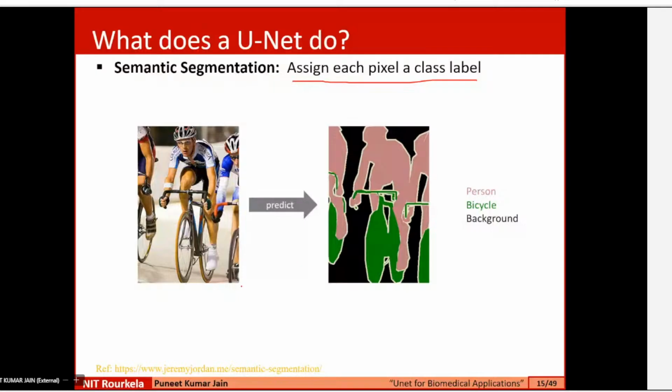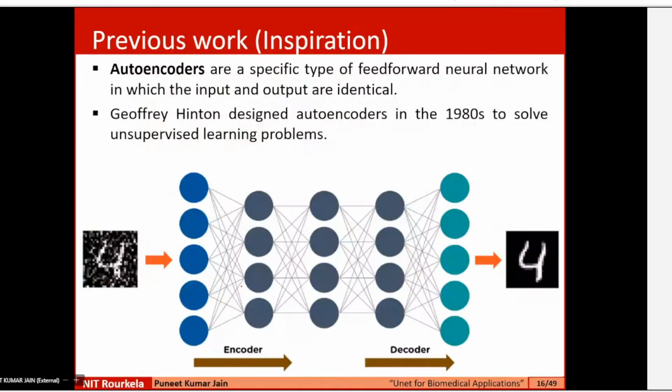Before the UNet, people were trying to perform segmentation and other tasks through a CNN architecture called the autoencoder, where the size of the input and the output is the same. We can consider that in this model there are two parts. One is the encoder part, and then there is a decoder part.